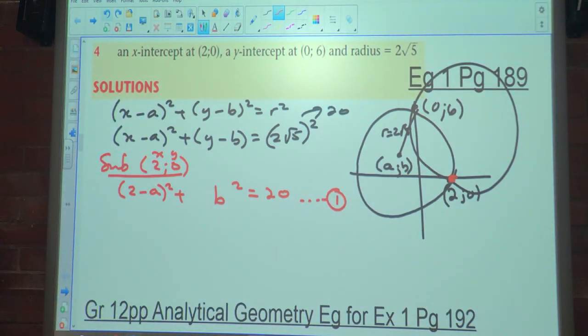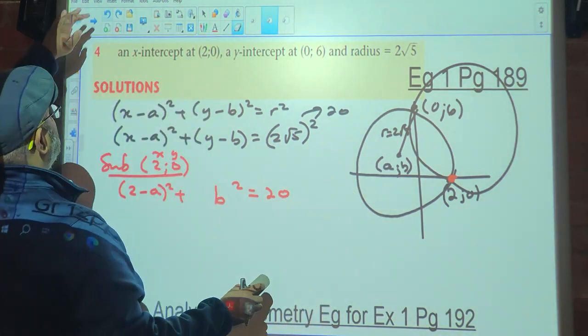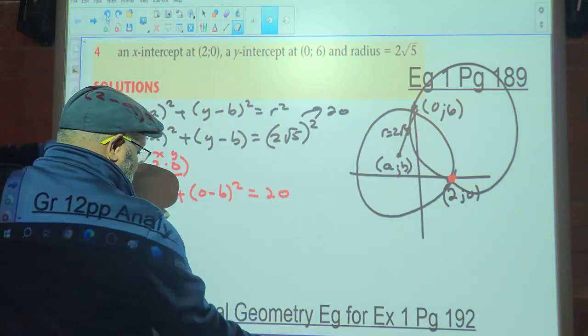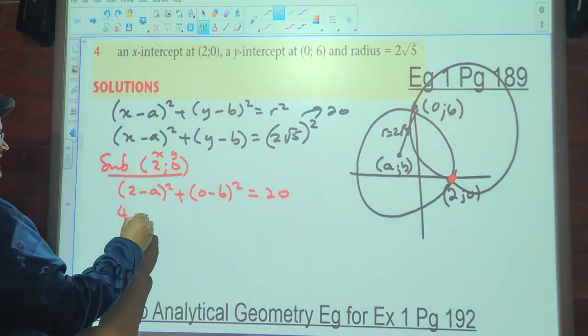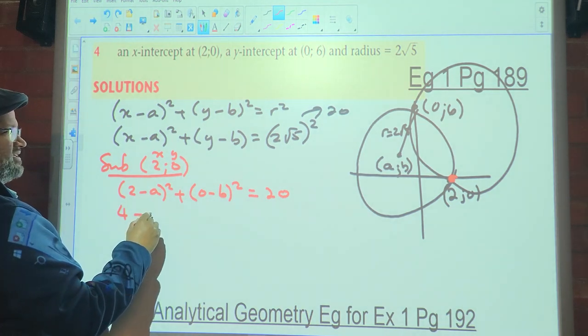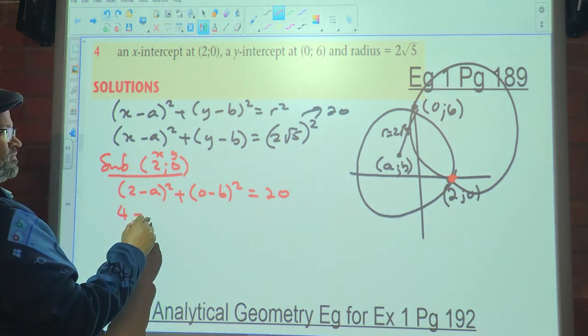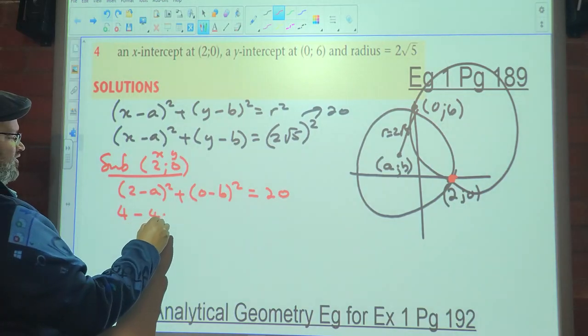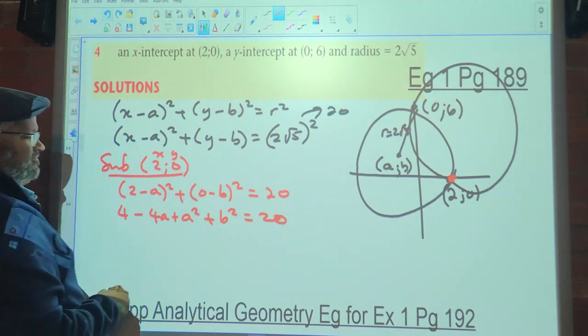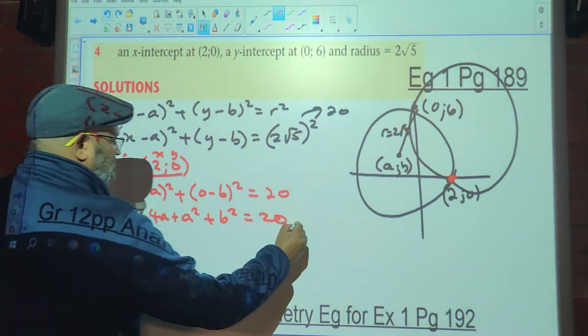Okay, I'm going to multiply it out. The reason for that is because of the simultaneous equations that's going to happen. Okay, so it's going to be 4 minus 4a plus a squared plus b squared is equal to 20. Okay, so that's equation 1.